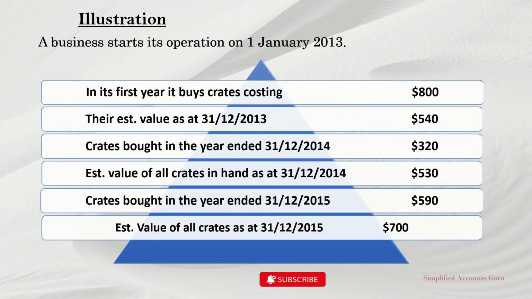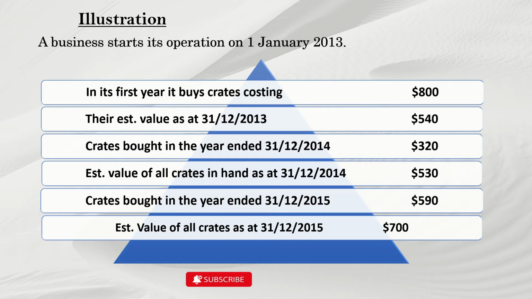So as at the end of that financial period, we are being told that the cost of those crates has been revalued to $540. So that is what we use as the revalued cost. So we'll see how we can get the balance so that we know what has happened in between, what has been lost out of the original cost of that particular asset. Then that becomes our depreciation expense.